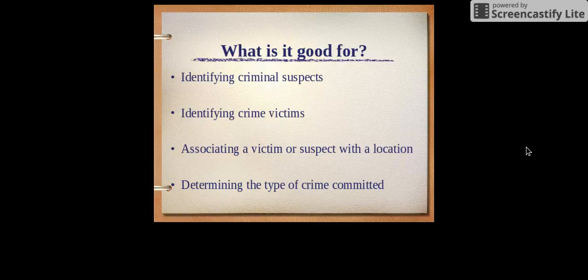So, what is trace evidence good for? And specifically, what are hairs? Why is that good physical evidence? Well, it does help in identifying criminal suspects. It helps in identifying crime victims. It helps in the association process of a victim or suspect with a location. And then it also helps determine the type of crime that was possibly committed.